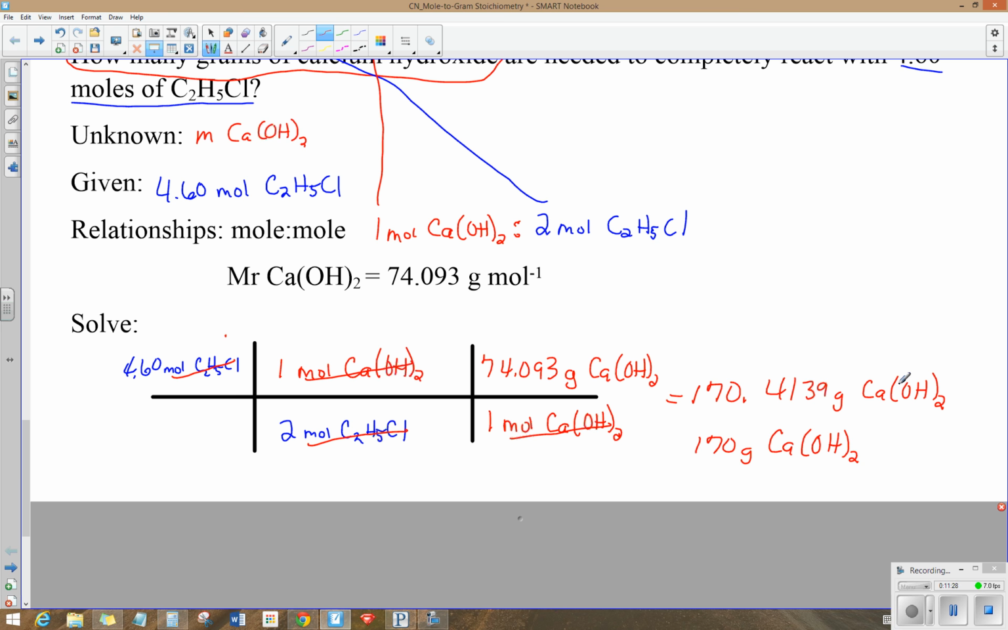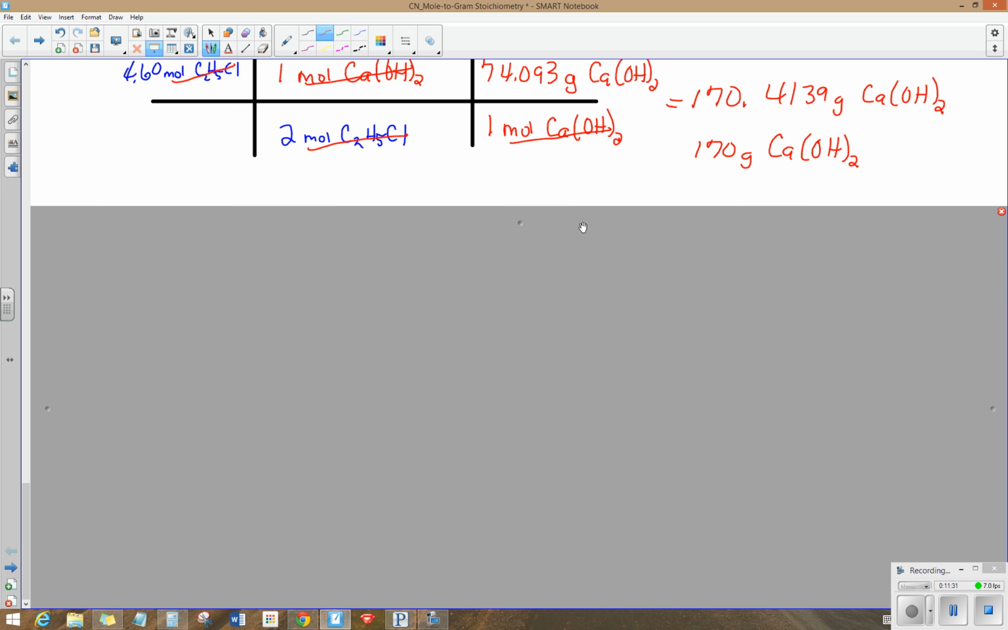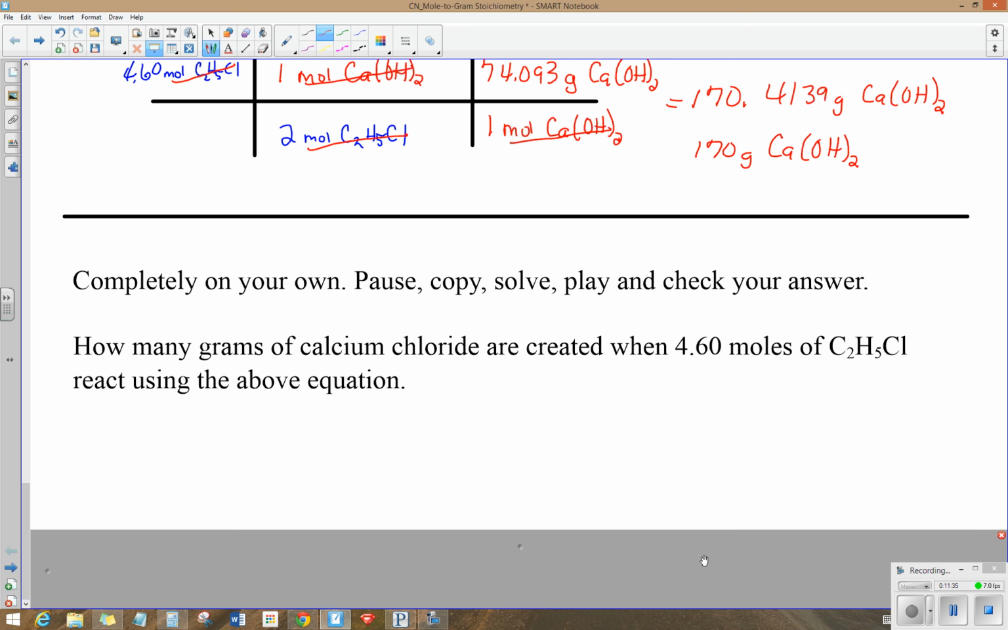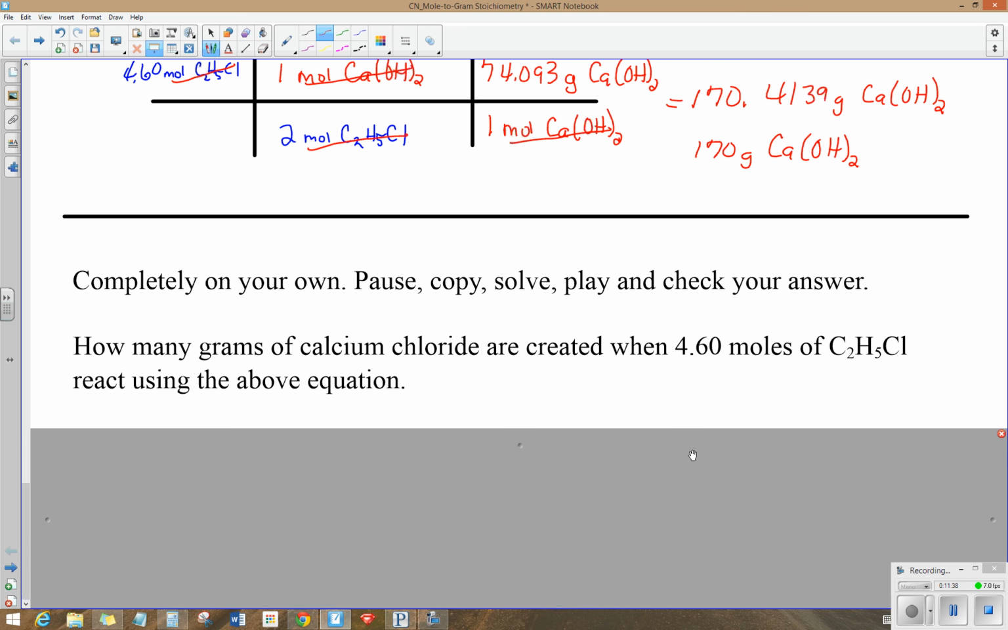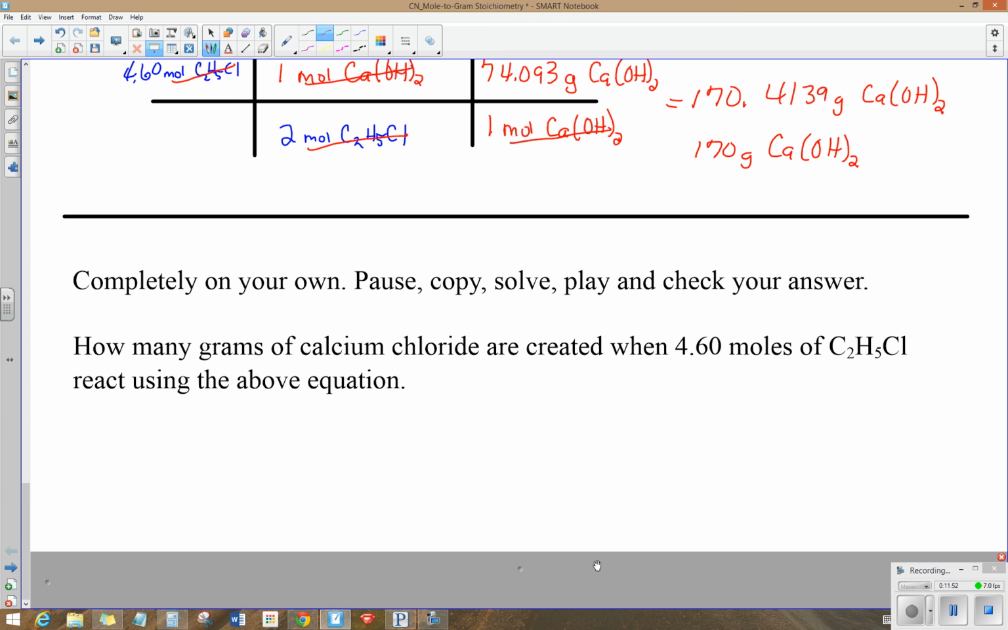Okay? Alright, for the last problem, I want you to do it completely on your own. There is no guide or anything here, so take a moment, pause this, because the answer is going to get revealed here in just a second. It says how many grams of calcium chloride are created when 4.60 moles of C2H5Cl react using the above equation. Going through, ultimately, you'll end up with 255 grams of calcium chloride.